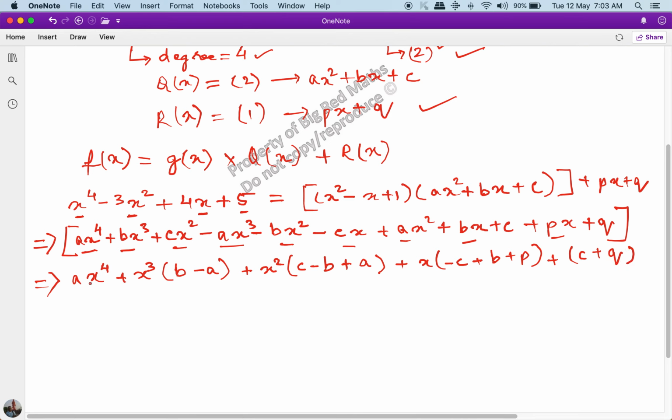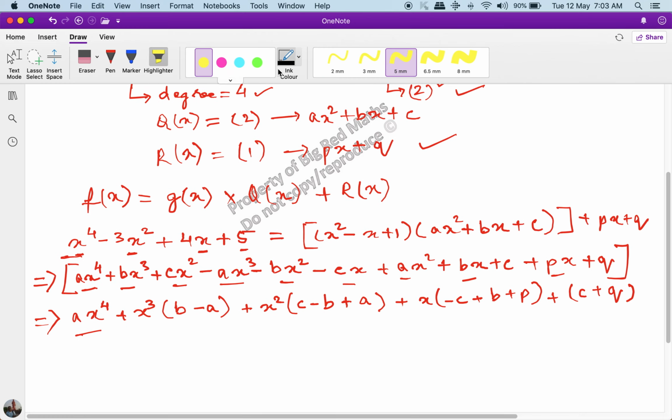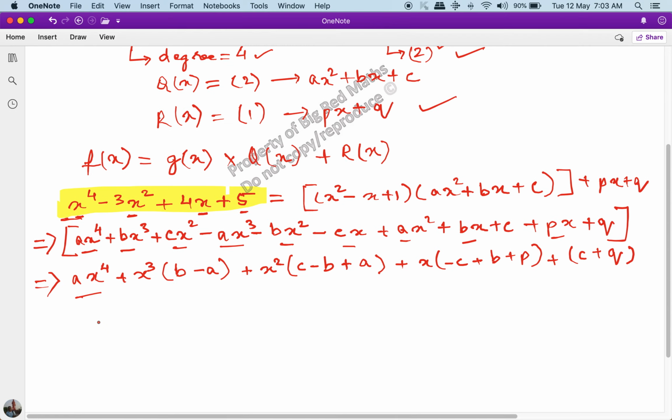Now we can compare. If we compare the coefficient of x to the power 4 with x to the power 4 in the LHS. Now remember this, let me highlight our LHS because the question is lengthy. This is our LHS, okay? So now compare x to the power 4 here with x to the power 4 here. What do you get? You get a will be equal to 1.